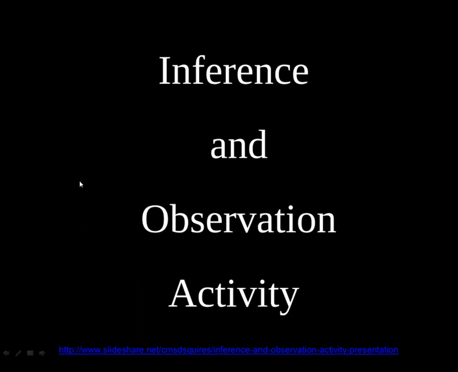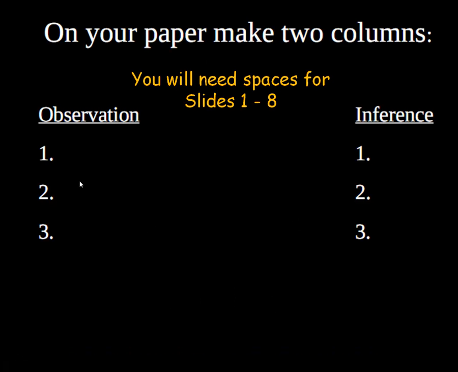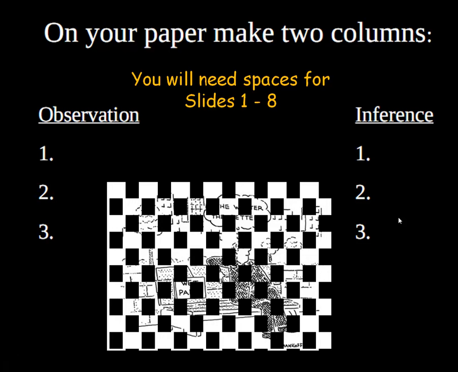So this is going to be an inference and observation activity. I'm going to have the kids make 2 columns on the paper, and they're going to do that for 8 slides. They're going to make 3 observations and 3 inferences.